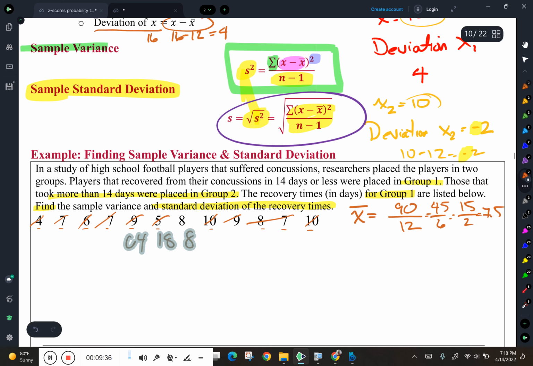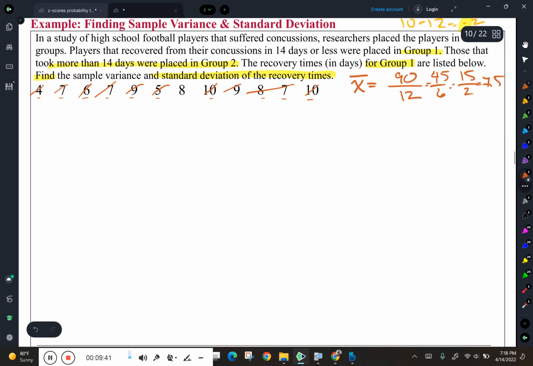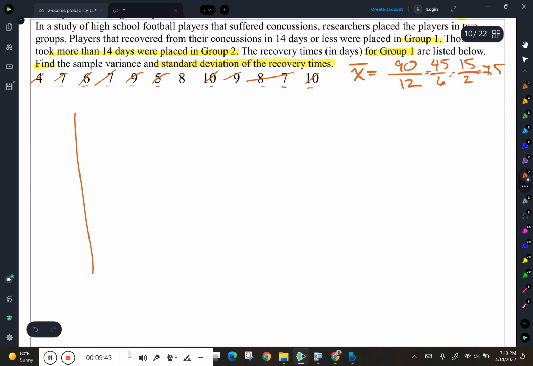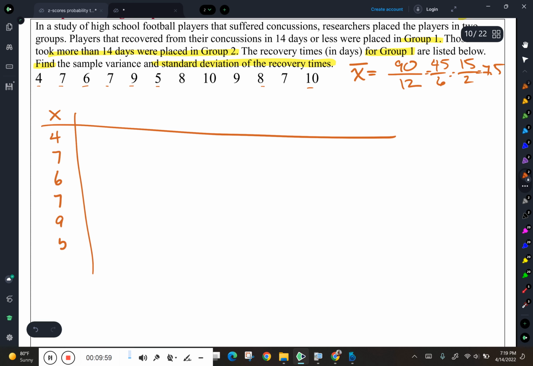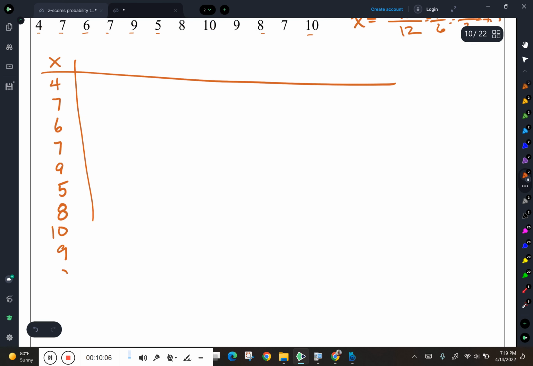And now I'm going to calculate my sample standard deviation. The easiest way to do this is to make a table. On this side over here, place your data set. So these are going to be my x's. My data is 4, 7, 6, 7, 9, 5, 8, 10, 9, 8, 7, 10.